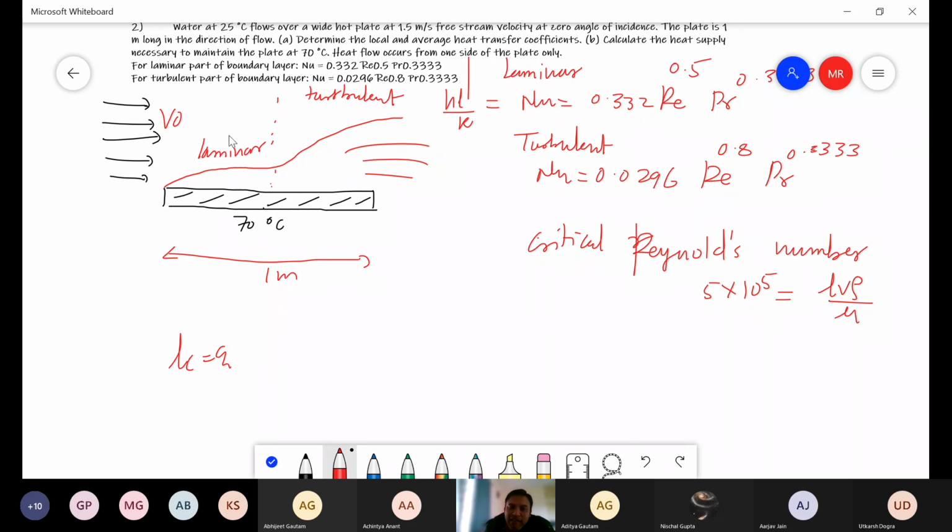In a forced convection like this, remember at the plate surface the temperature will be 70 degrees Celsius, and the temperature exactly at the boundary of the free stream velocity will be 25 degrees Celsius. Do you agree? Yes or no? So here the temperature will be 70 degrees Celsius, and somewhere here or here the temperature will be 25 degrees Celsius. That is what is given in the problem. Do you all agree or not?